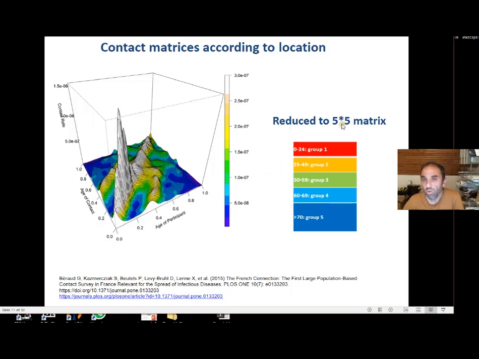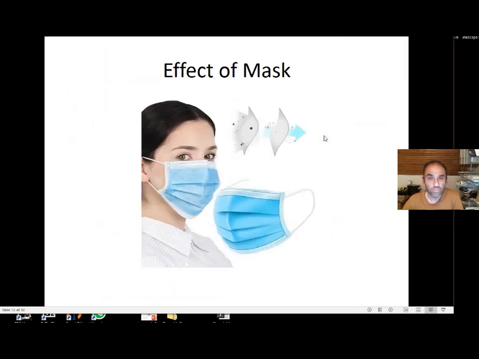And so we reduce this here to a 5 by 5 matrix according to the group decomposition. And we use this matrix before confinement. During confinement, we had to adjust this matrix to account for specific interactions during confinement, where a lot of classical interactions are removed because they occur so often at school, in public places, or in office places.